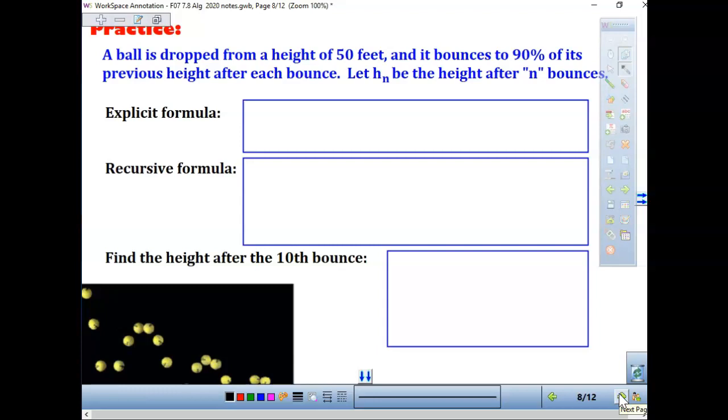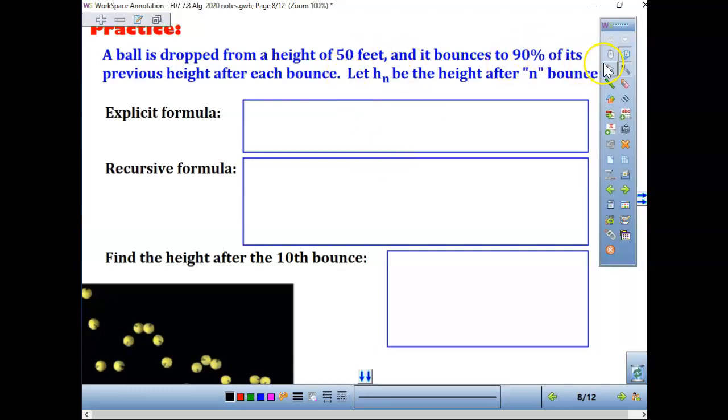So as we look at this last page of your notes for this unit, it says a ball is dropped from 50 feet, and it bounces at 90% of its previous height each bounce. So let h of n be the height after n bounces. We want to start with our explicit formula.